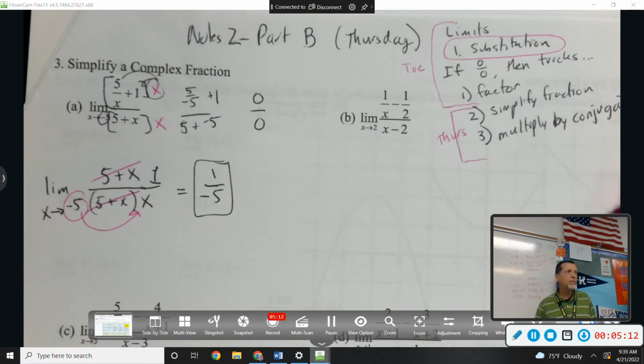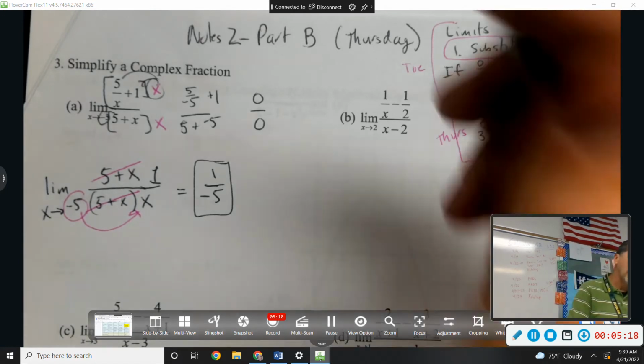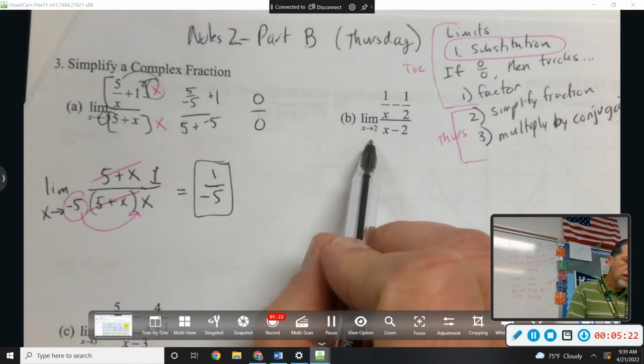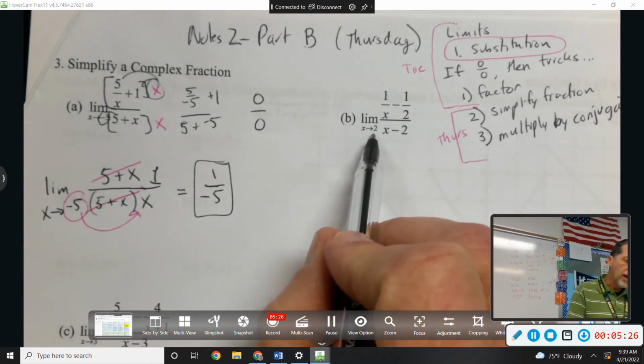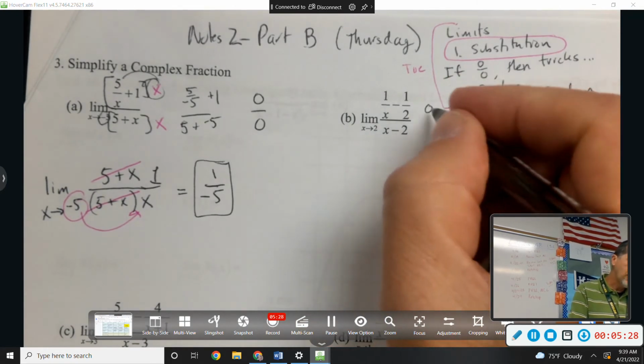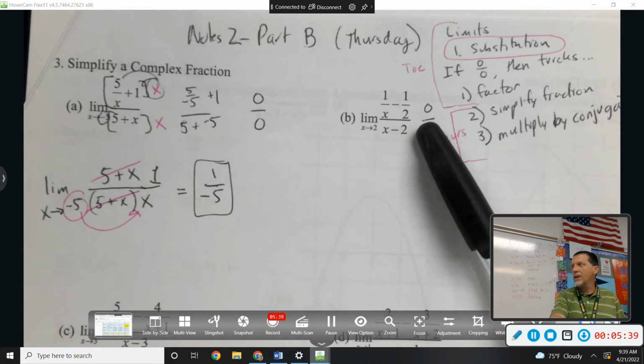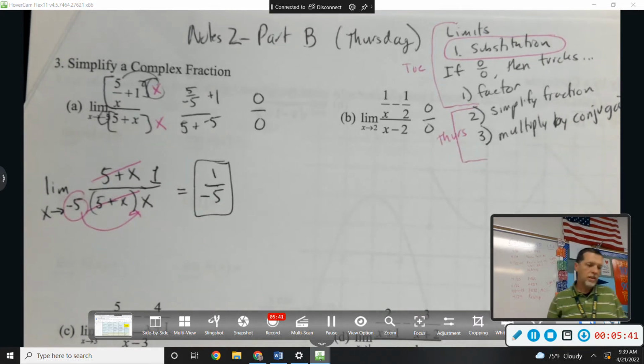Again, the concept is clear out the fractions. The difficulty is, do you know what to multiply by, and can you cancel accordingly? Letter B. So if I plug in 2, I get 1/2 minus 1/2 over 2 minus 2. So sure enough, 0 over 0. All of these are going to turn into 0 over 0, but we have to check because once in a while you get an easy one.